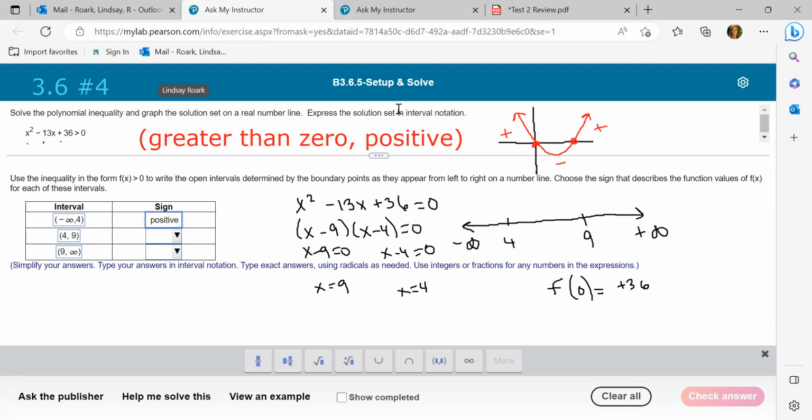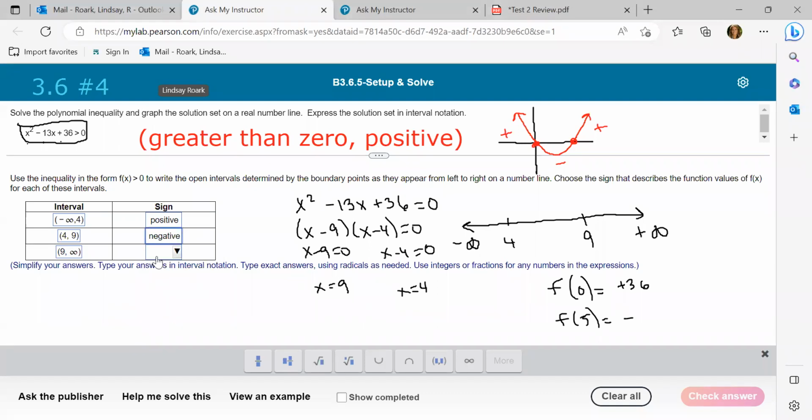And then we would do this again, right? We could plug in a number between 4 and 9. We can go 5, right? And this is again where, depending on what works for you and your level of comfort, you could plug 5 in and say 5 squared minus 13 times 5 plus 36. That's great. You could also just go to y equals and put in x squared minus 13x plus 36 and then look at the table of values. It's totally up to you. But when we put in 5, we get out a negative number, okay?